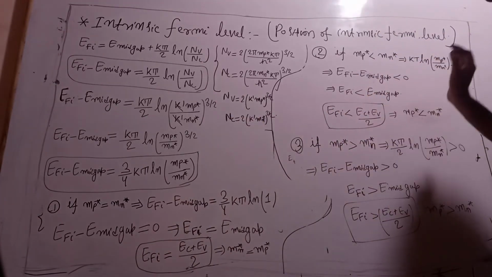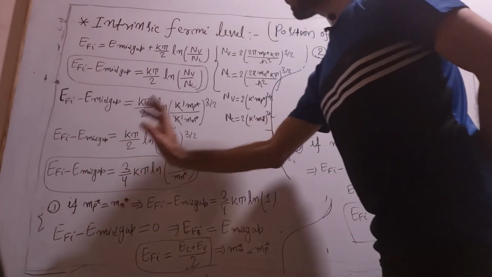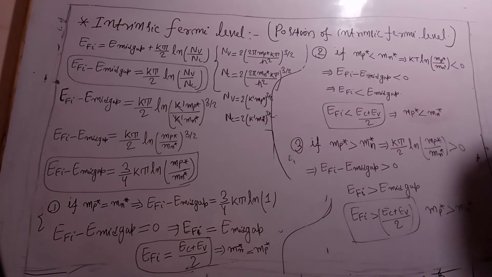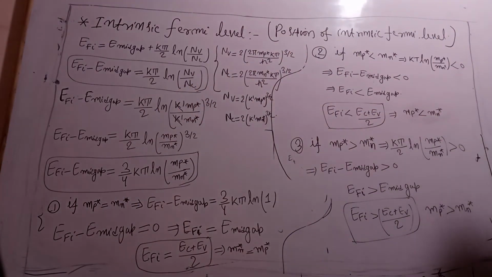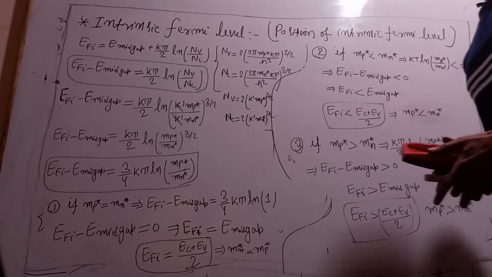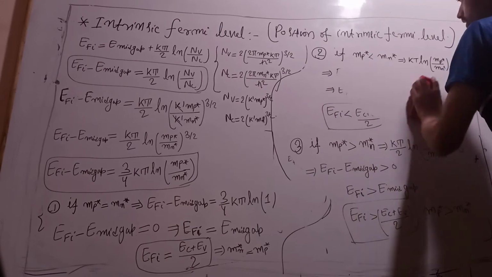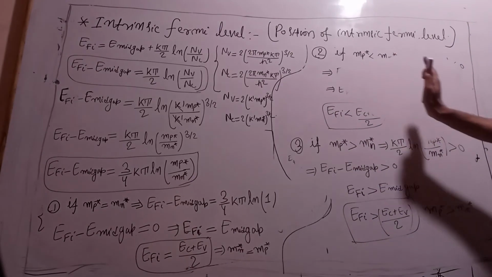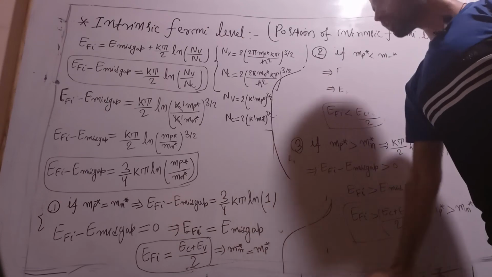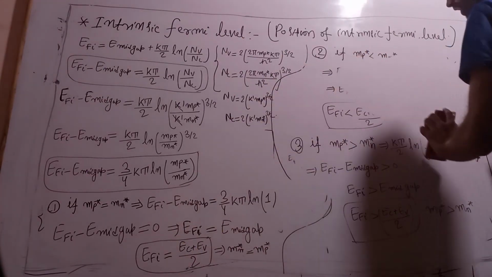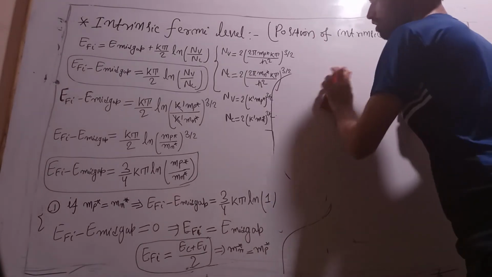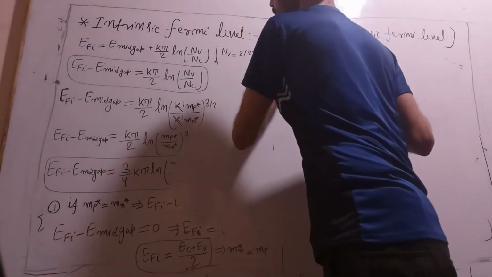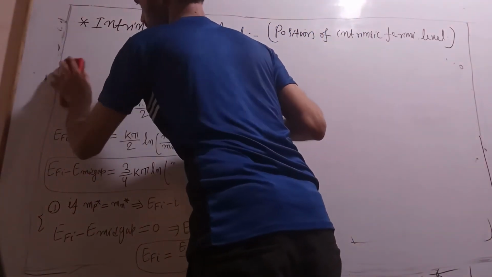These are the three conditions under which we can decide the position of the intrinsic Fermi energy level in an intrinsic semiconductor material. And what is the final conclusion that we will see here? You can note down all these three points. So let us see the final conclusion for this intrinsic Fermi energy level that we have derived.